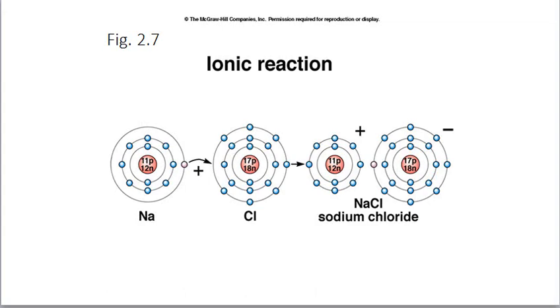In this example, a sodium atom gives an electron to a chlorine atom. The two ions are now bonded together with an ionic bond.